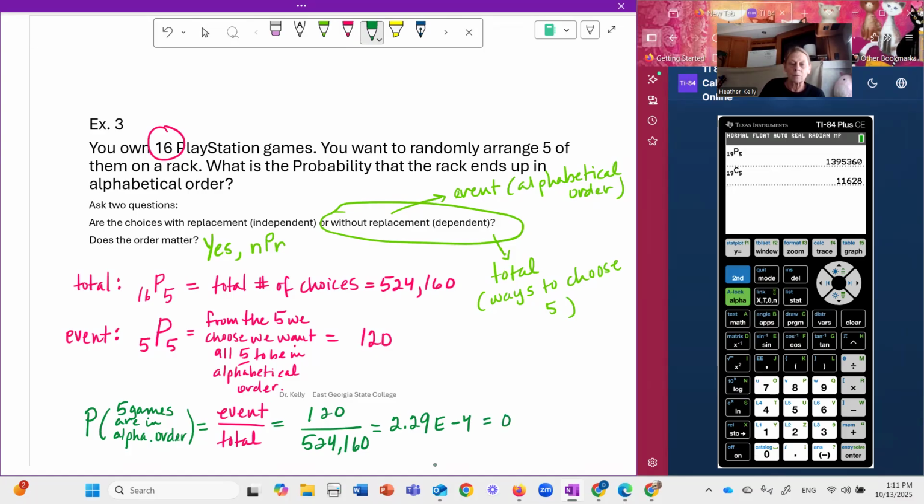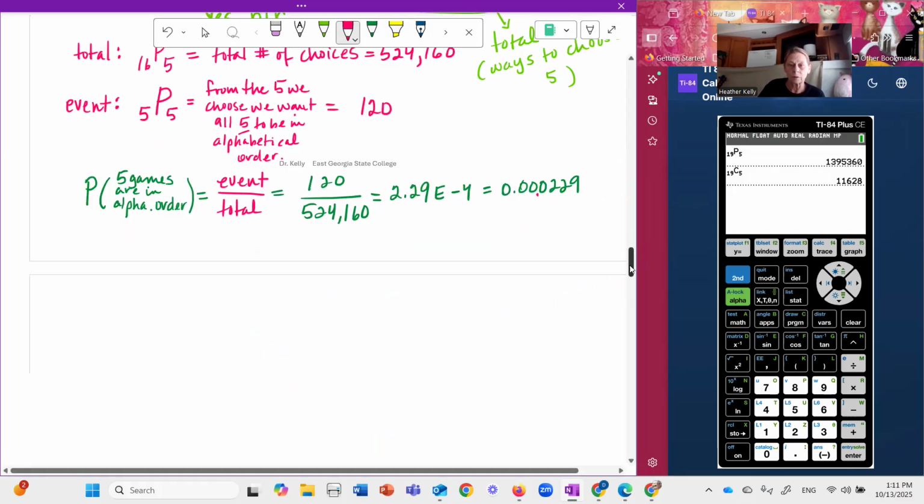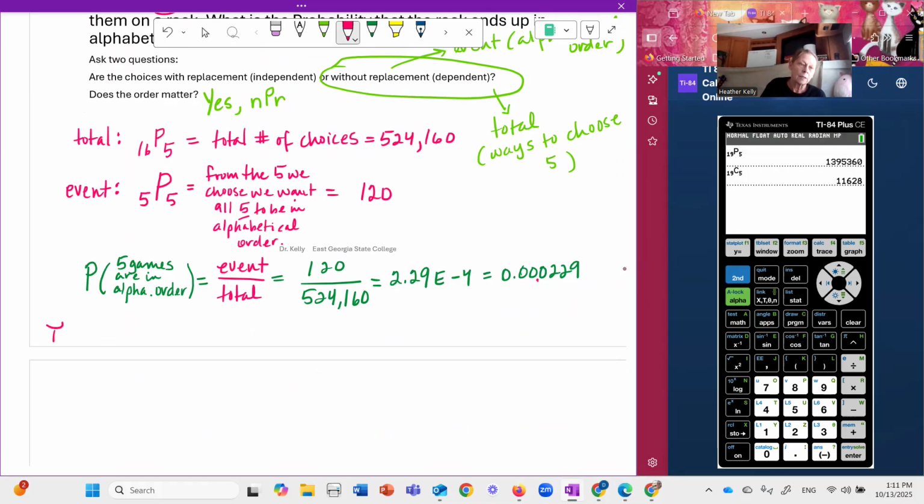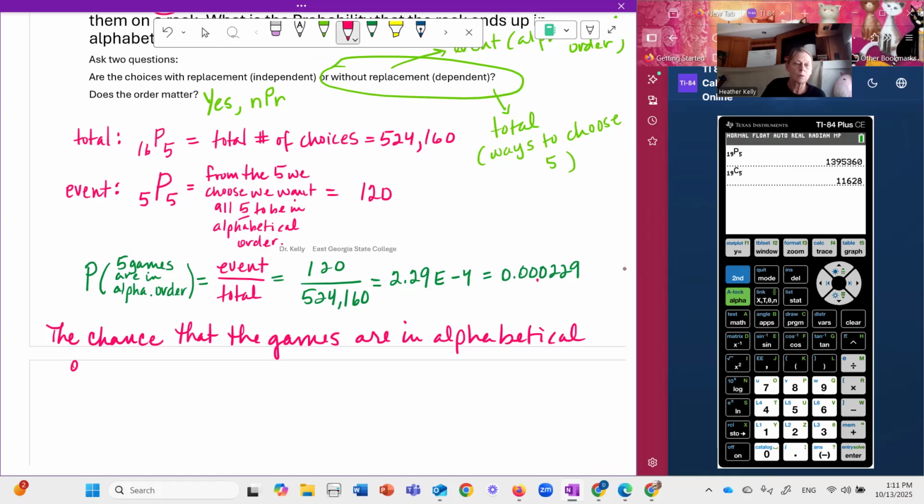And let's write that out, 0.000229. And then if we turn it into a percentage, we can say the chance that the games are in alphabetical order is 0.0229%. And if you're ever like, God, how do I say that?